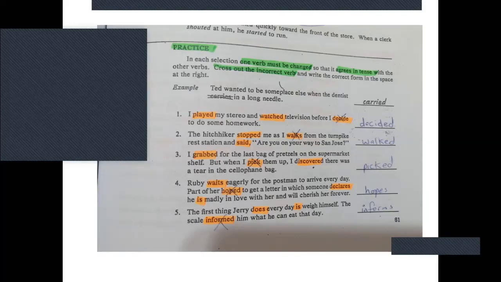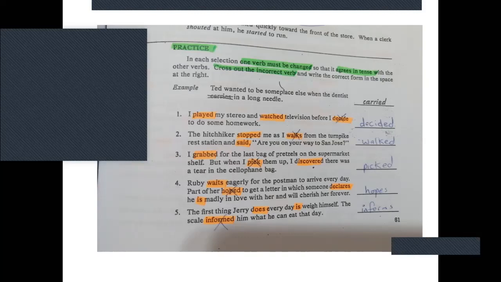Okay? Great, great. I have so many people joining us. Good. Now look at the second example. The hitchhiker stopped me. You know what's a hitchhiker? Newcomers, please mute yourselves, because I can hear some noises.